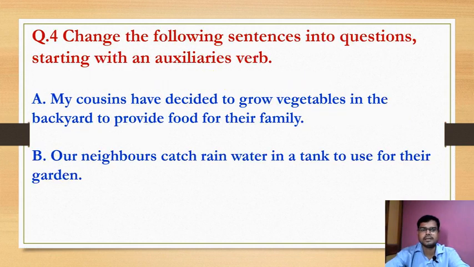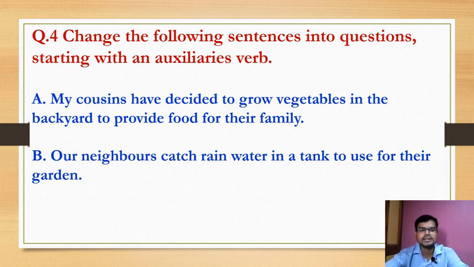Let's check another question. Question 4. Change the following sentences into questions starting with an auxiliary verb. Okay, what we have to do, they have given us these sentences and we have to make their questions. Correct? So here, first: my cousins have decided to grow vegetables in the backyard to provide food for their family.